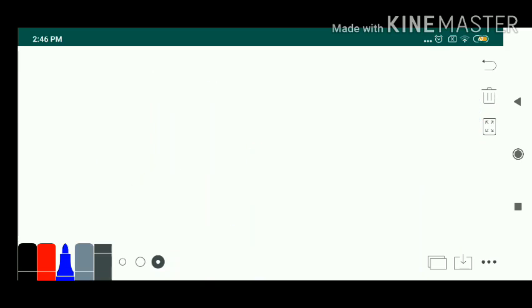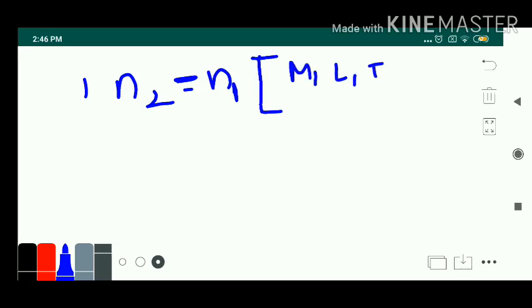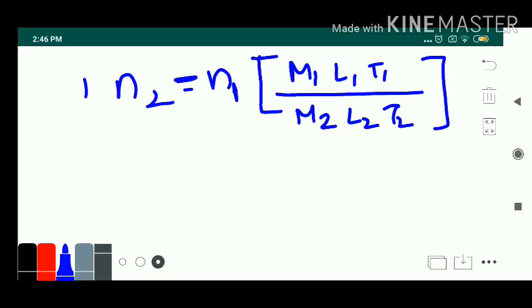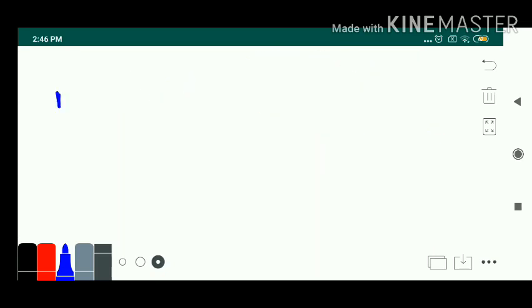Let me take it again guys. So our formula was n2 is equal to n1 u1 by u2. u1 is a unit of the first section, so that unit can be a combination of mass, length, and time. Similarly, u2 can be a combination of mass, length, and time, with different values. But dimensional means there will be some exponents also. So I have to put exponents on all these terms, so I'm going to write it with exponents.